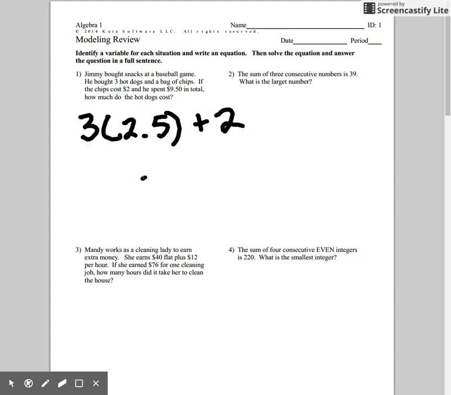So 3 times 5 is 15, carry the 1. 3 times 2 is 6. 6 plus 1 is 7.